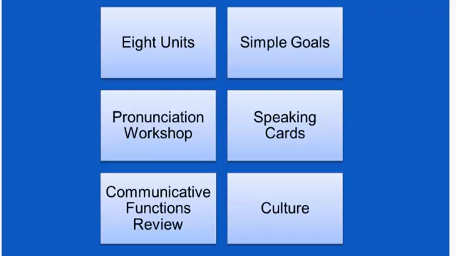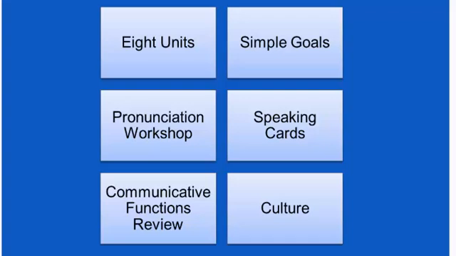Okay, for example, in level 1, we have the 8 units complete, simple goals, pronunciation, the workshop, the speaking cards, communicative functions review. Okay, those are for level 1. Level 2 is different. Here we focus just on the 8 units. In level 3, we have the 8 units and focus on culture. Level 4 is the 8 units, the simple goals, and the culture. It's basically a mixture between all of those.